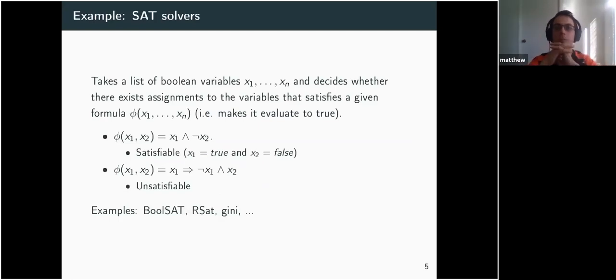The classic example of these is a SAT solver, which is a satisfiability solver. Many problems in software can actually be reduced to SAT problems. In the SAT problem, you have a list of Boolean variables, x1, x2 to xn, which can either be true or false. You're trying to decide whether there exists an assignment to the variables that satisfies a given formula, so whether you can say x1 equals true, x2 equals false, etc., and the resulting formula is true. There are lots of SAT solvers that do this. You put in the formula and it either spits out yes, it's satisfiable and gives you an example assignment, or it says no, it's unsatisfiable.